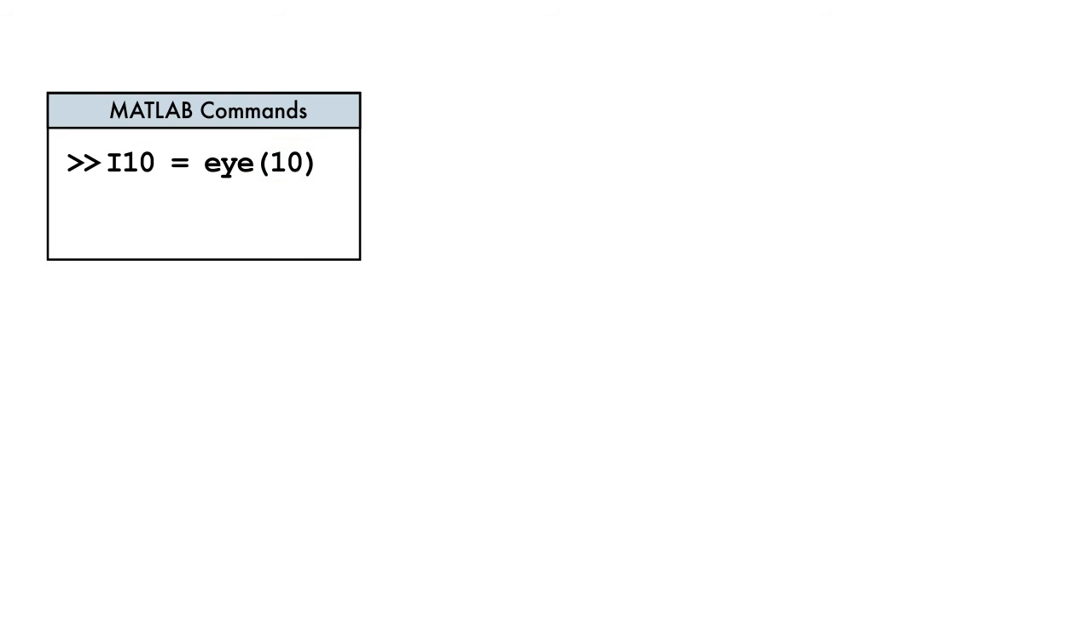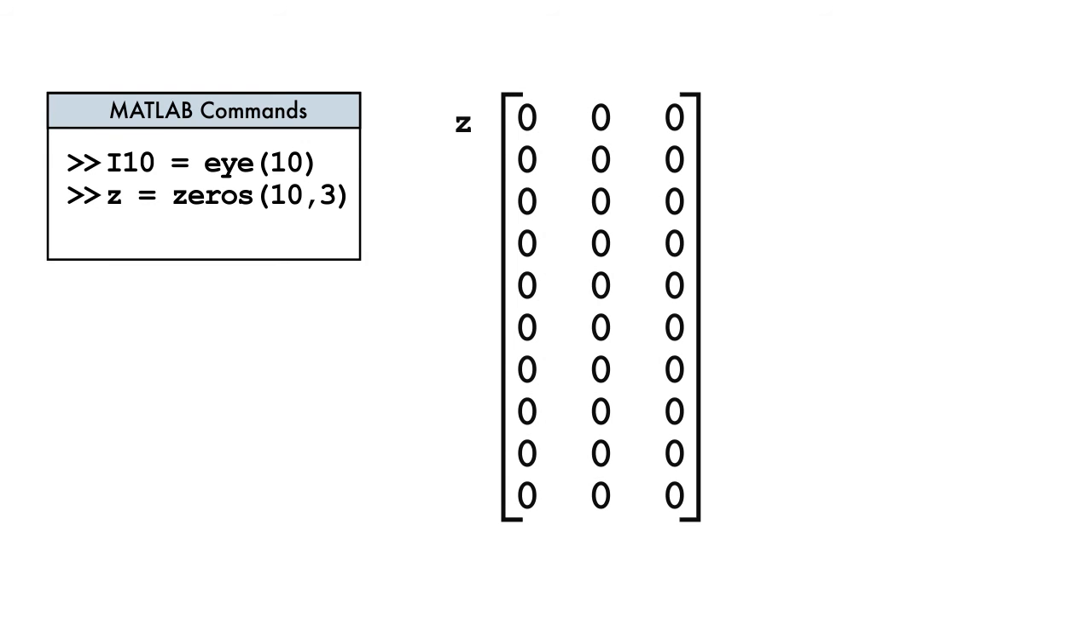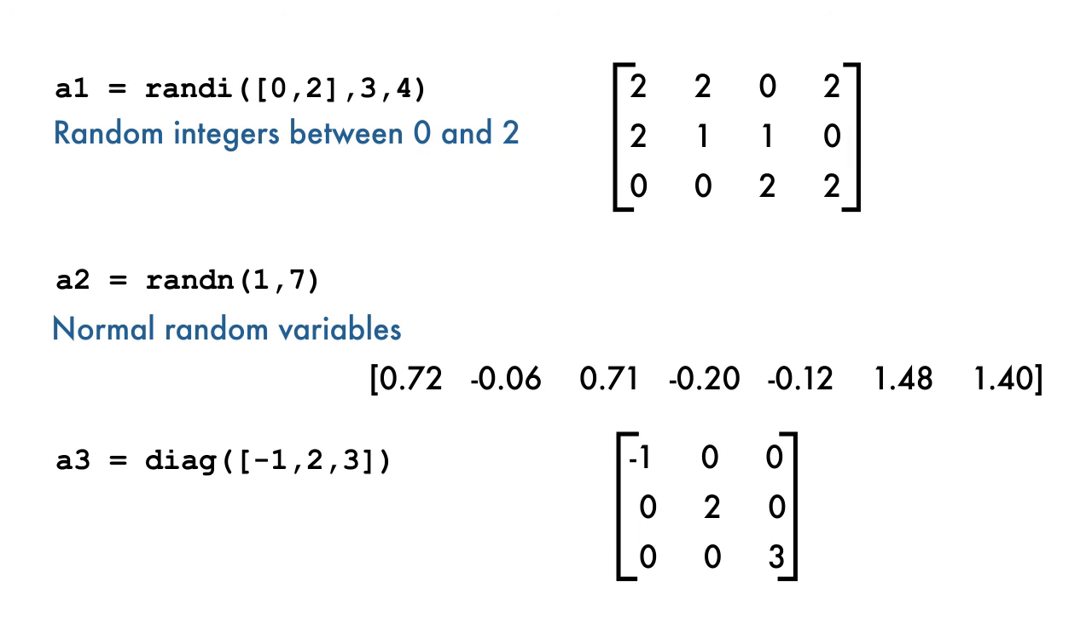Contrast the command that creates I10 with this command that creates a 10 by 3 matrix of zeros. The first input specifies the number of rows in the matrix of zeros, and the second input specifies the number of columns. This table gives examples of using the other array creation functions.